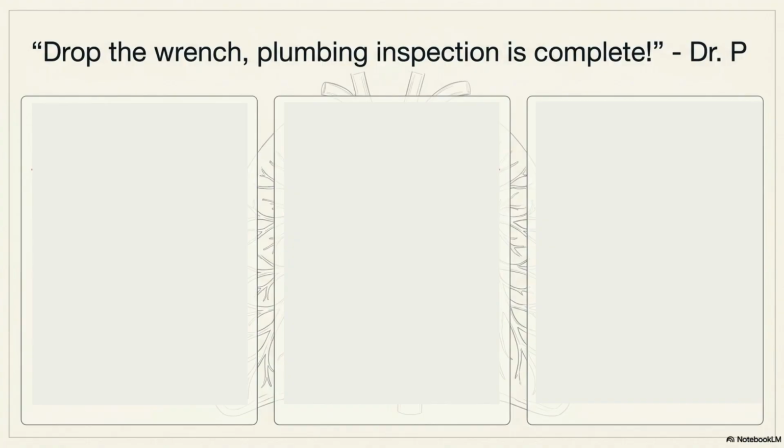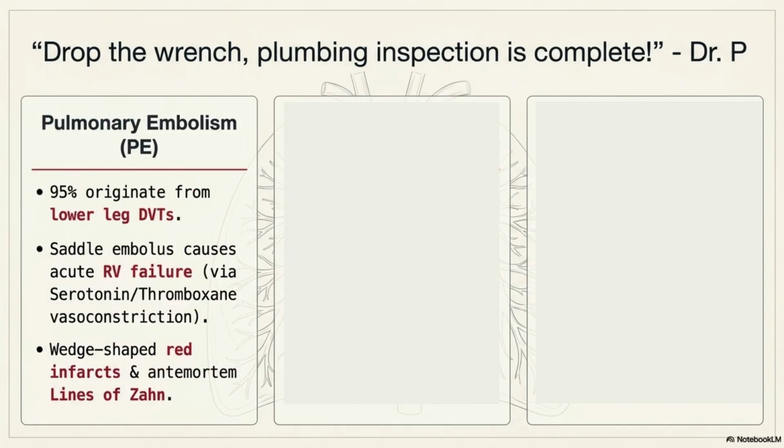Let's sum up this hemodynamics module. Drop the wrench, plumbing inspection is complete. Let's review what we have covered. For pulmonary embolism or PE, remember that 95% originate from lower leg DVTs. A saddle embolus causes acute right ventricular failure via serotonin and thromboxane vasoconstriction. Look for wedge-shaped red infarcts and antemortem lines of Zahn.